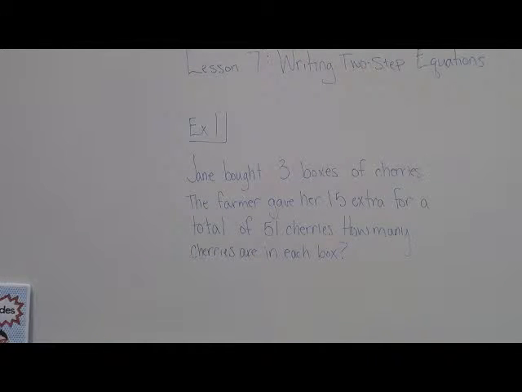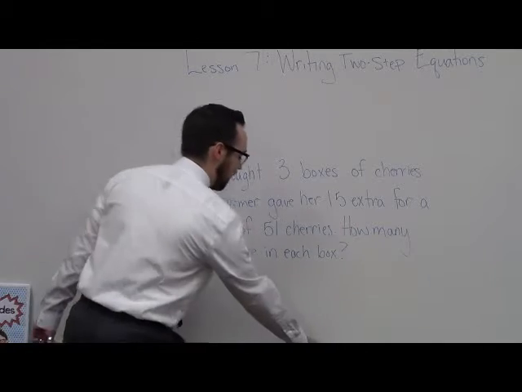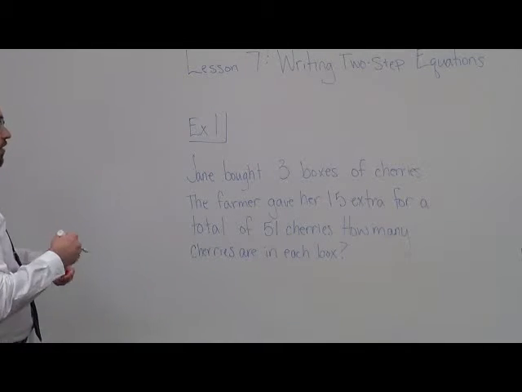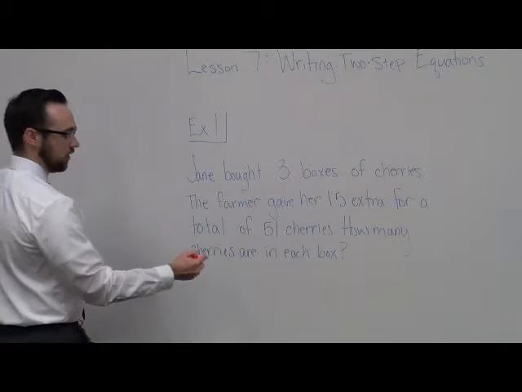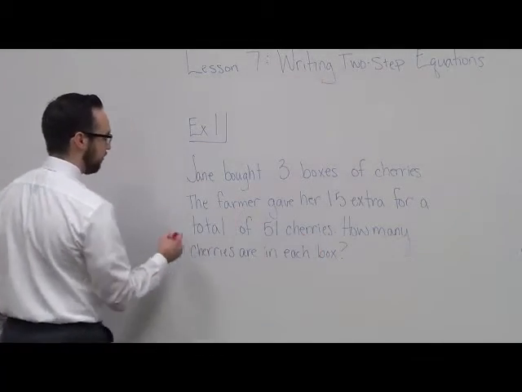So example number 1, again, make sure you copy down these examples and all the work that I do. Example number 1 says Jane bought 3 boxes of cherries. The farmer gave her an extra 15 cherries for a total of 51 cherries. So the question is, how many cherries are in each box? We want to figure out how we can represent the box. So the missing piece of information is the amount of cherries in a box. So that's going to be our variable.